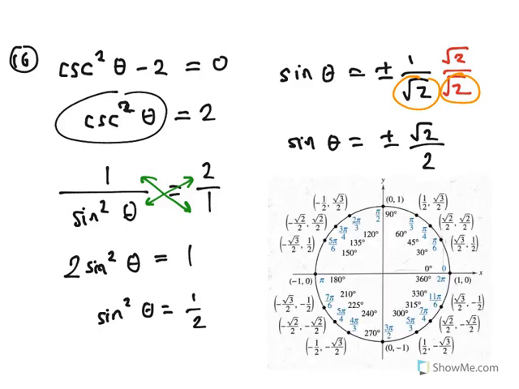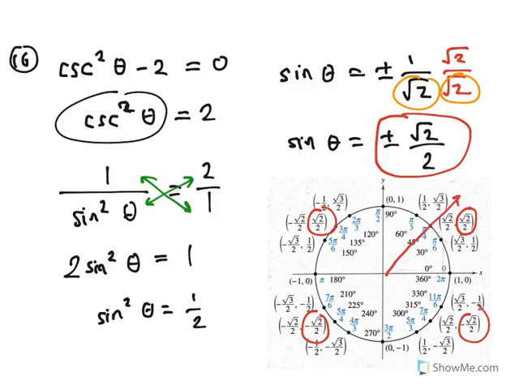So we remember that sine of theta is y by definition. So we look for points on the unit circle with y coordinates that are either positive square root of 2 over 2 or negative square root of 2 over 2. And where do we have those points? We have them here and here. And the angles are pi over 4 and all of its coterminal angles. So you can write pi over 4 plus 2 pi n. And then 3 pi over 4 plus all of its coterminal angles. So you can write theta is equal to 3 pi over 4 plus 2 pi n, where n is an integer.